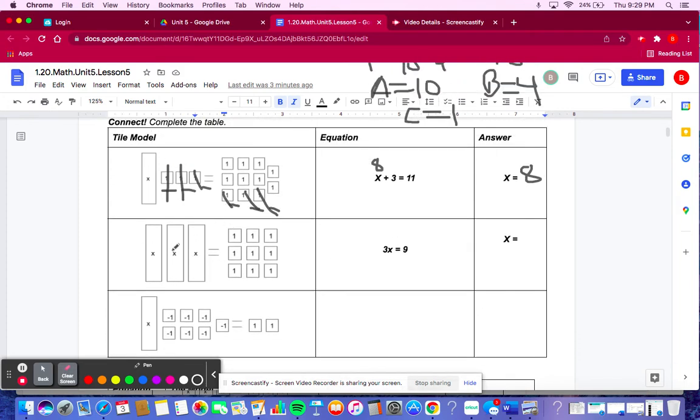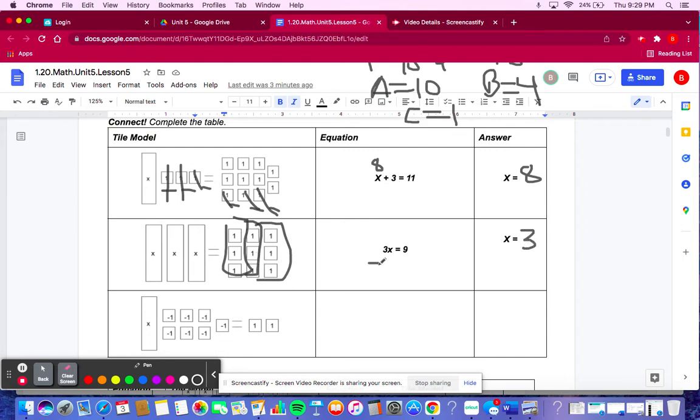For this one here, I have 3 groups of x is equal to 9. And this one, instead of drawing positives or negatives, I need to think about what is going on. I am splitting into 3 groups. So what I do to one side, again, I have to do to the other. So I have 1, 2, 3 groups now, and they're even. So I know that in each group is 3.